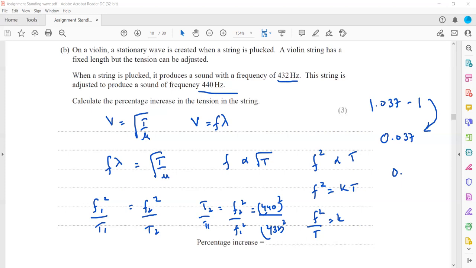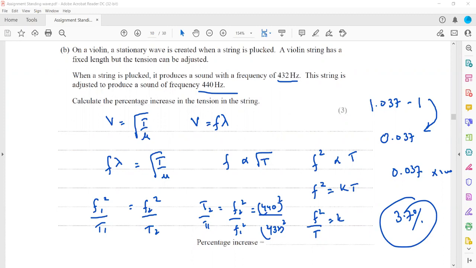And in terms of percentage, how can we represent 0.037 in percentage? So 0.037 multiplied by 100 to get percentage. So it will come out as 3.7%. So 3.7% is the increase in the tension compared to the original value. Is it clear? That is how we work this out.